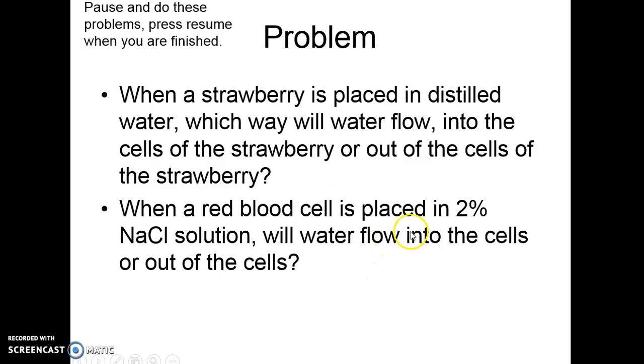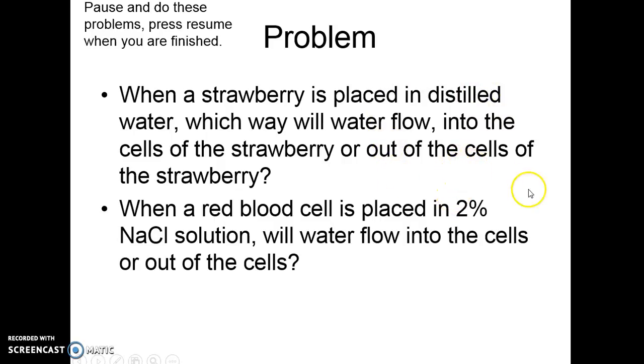When a strawberry is placed in distilled water, which way will the water flow? Into the cells of the strawberry or out of the cells of the strawberry? Well, we already know that distilled water has no solutes in it. It's absolutely pure. So it must be hypotonic. So water is going to flow from the distilled water into the strawberry, and it'll get all big and swelled up and squishy.